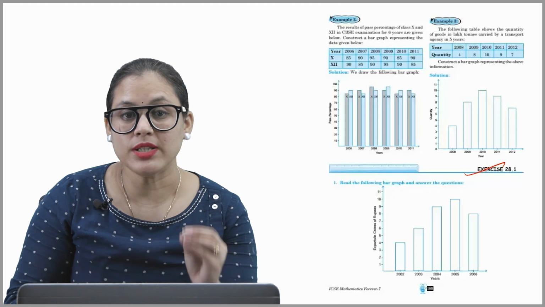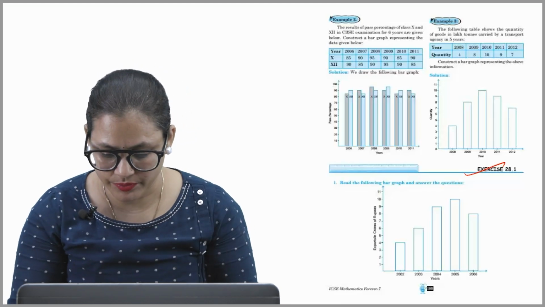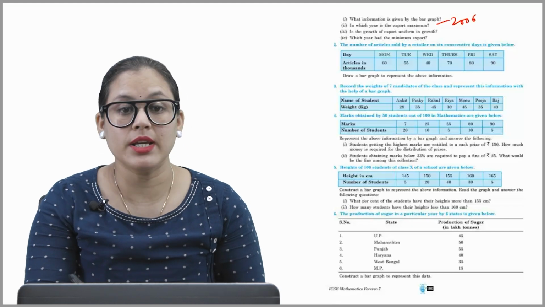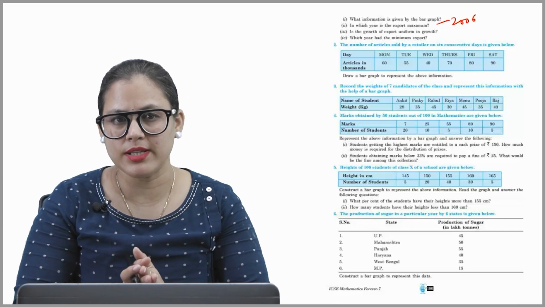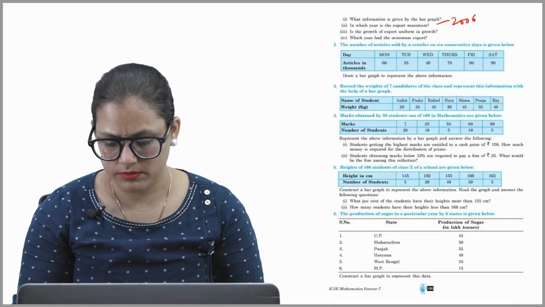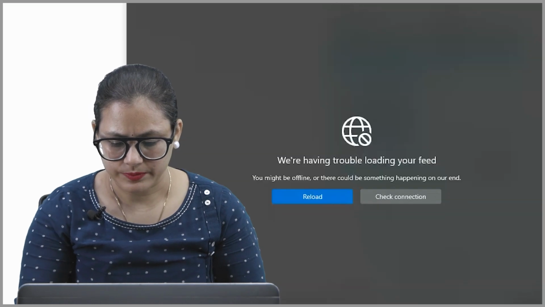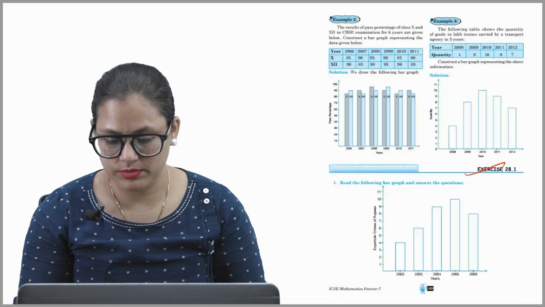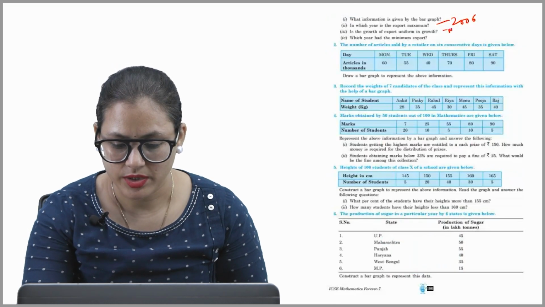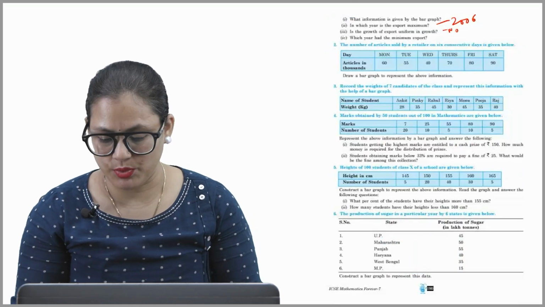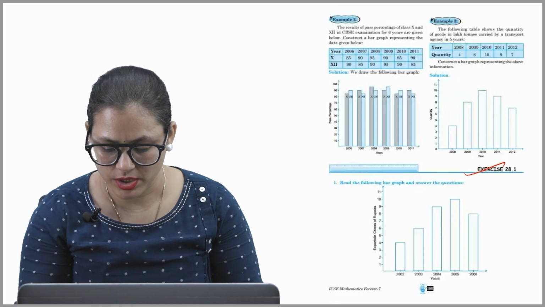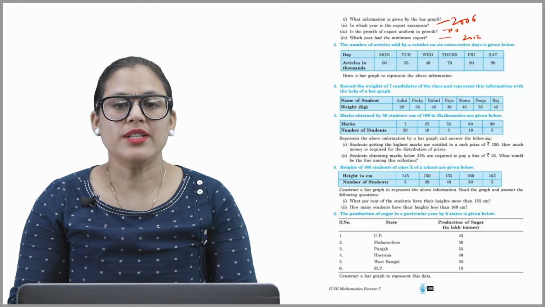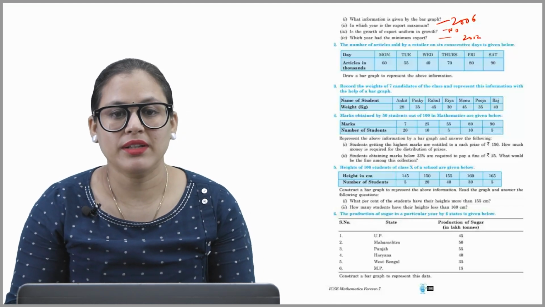In which year is the export maximum? Maximum is 2006. Is the growth of export uniform? Have a look. Is the growth uniform? No. Growth is not uniform. Which year had the minimum export? Have a look. 2002. Students, now you will practice the remaining questions.